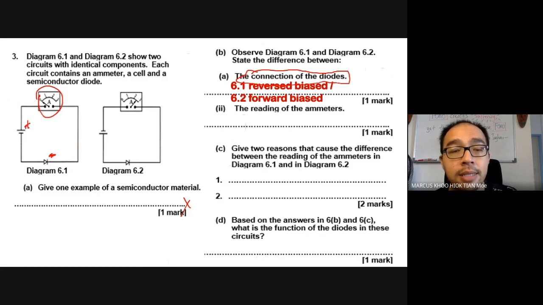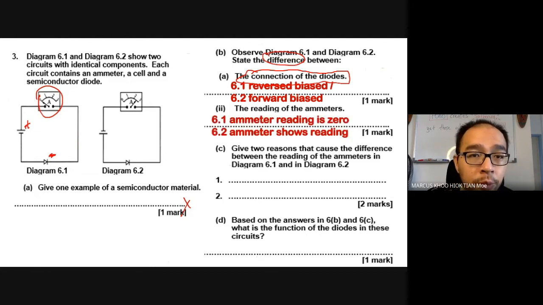Then state the difference between the reading of the emitters. 6.1, the emitter reading is 0. 6.2, the emitter shows a reading. You don't have to say 2.7, according to my very sharp eyes. It looks like 2.7, but no need. Just say 6.2 emitter shows a reading. The question is asking for state the difference, not compare. So you cannot say 6.1 is smaller than 6.2, because it's not asking you to compare. It's asking for a difference. This is 0, very clearly 0. This one shows some reading. Now, give 2 reasons that cause the difference between the reading of the emitters.